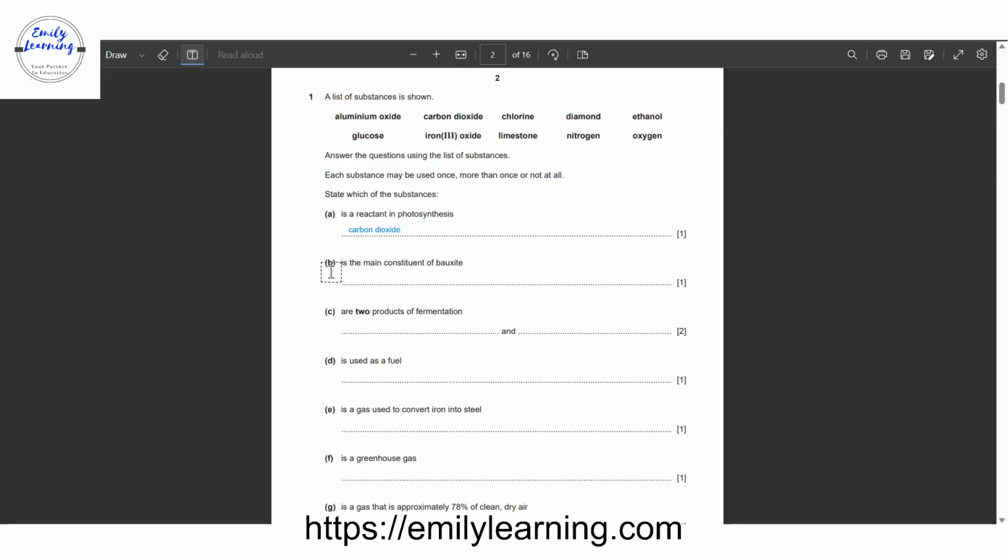Moving on to B, what is the main constituent of bauxite? This is under the chapter on electrolysis. We extract aluminium from its ore, which is bauxite, and bauxite is made up of aluminium oxide plus many other impurities.